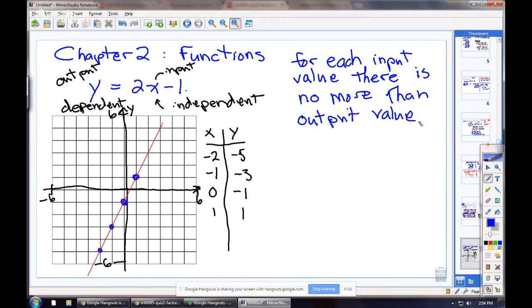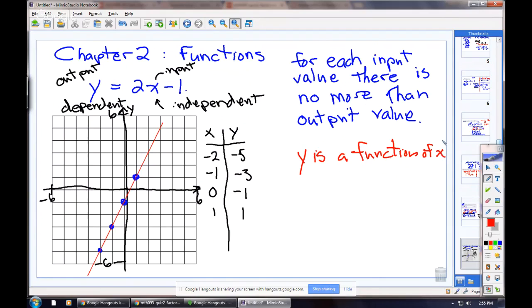Okay, so let's check to see if that's true. For example, the input -2. I think we all agree -5 is the output. If the input was 0, I think we all agree that -1 is the output. So in this case, I can say that this meets the definition of a function. So that means y is a function of x. Okay, simple statement.